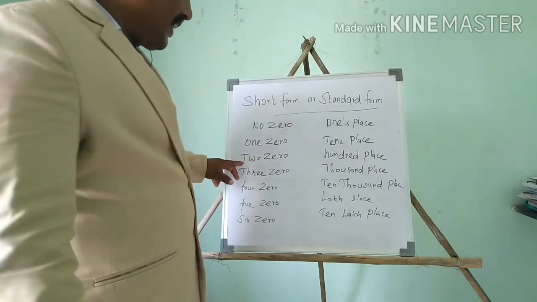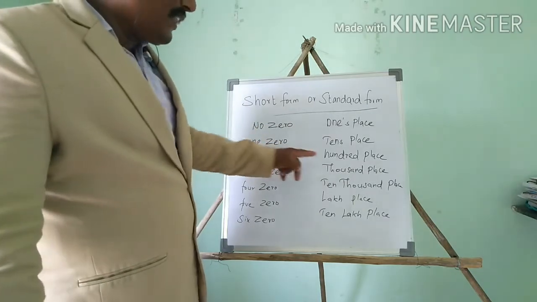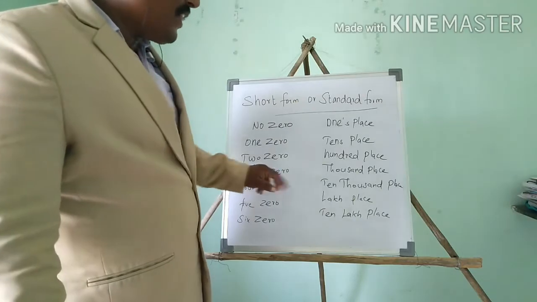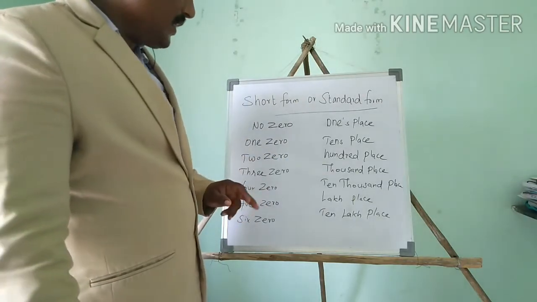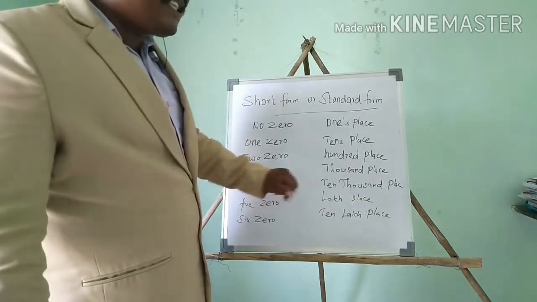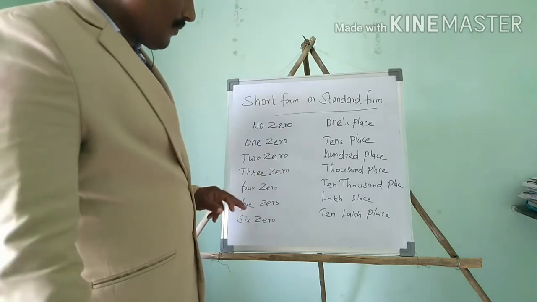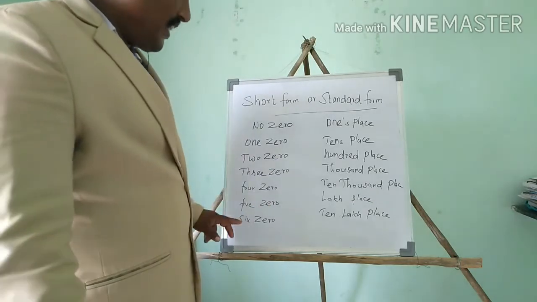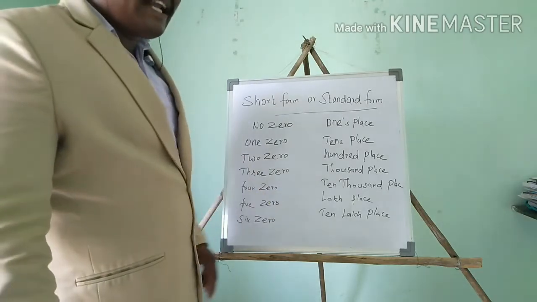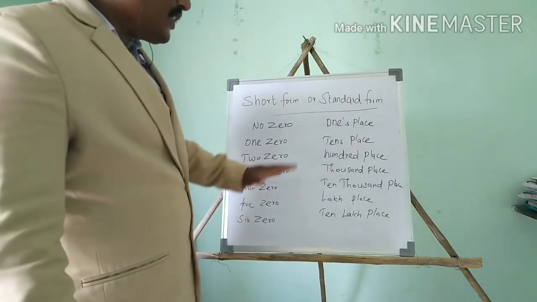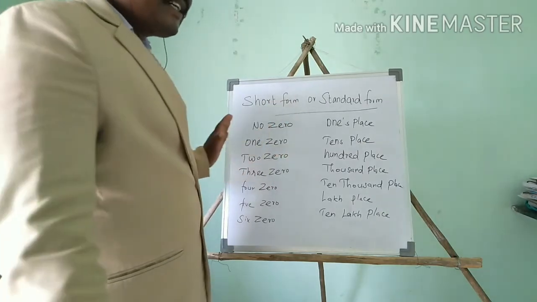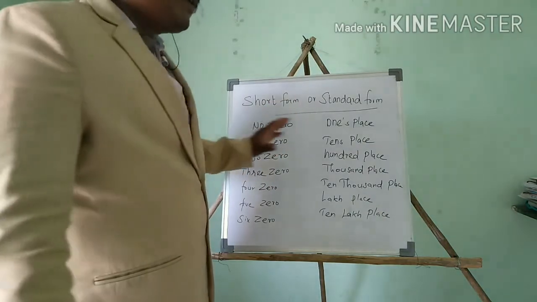Okay, if there is 20, that is the 100 place. If there is 30, that is the 1000 place. If there are 40, that is the 10,000 place. If there is 50, it's a lakh place. If there is 60, it's a 10 lakh place. If you check these rules, the given digits are in a proper order.